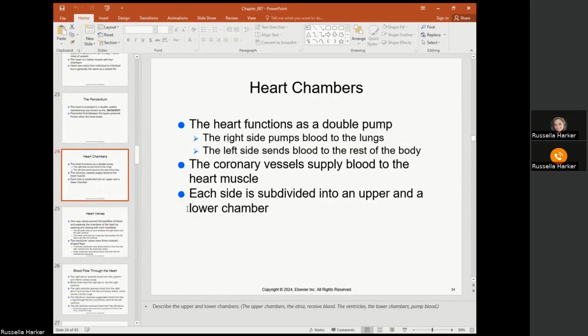So the heart functions as a double pump. You need to know the right side pumps blood to the lungs, and the left side sends blood to the rest of the body. So what the right side does is it pumps blood to the lungs to be oxygenated. And then the left side pumps out that oxygenated blood to the rest of the body.